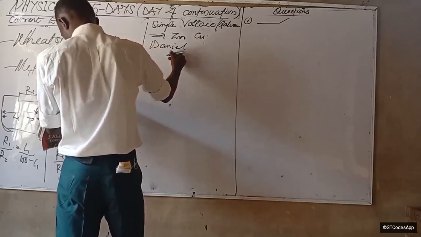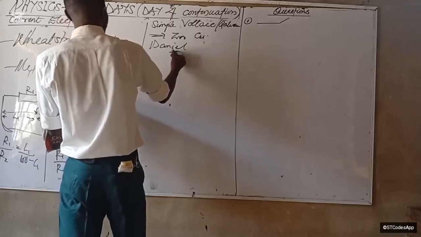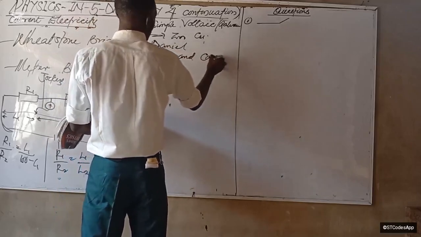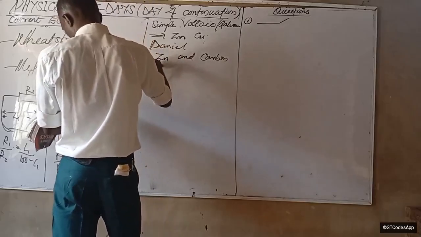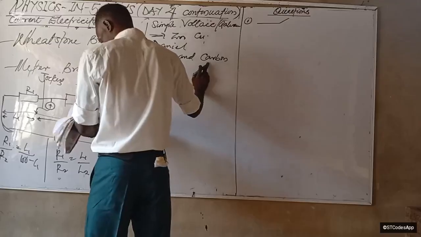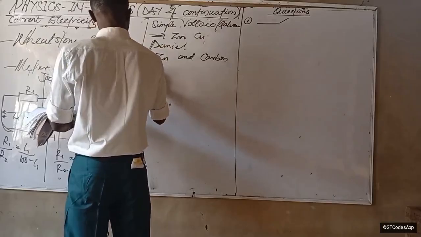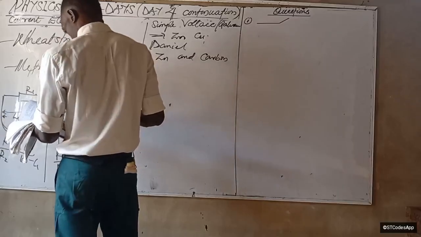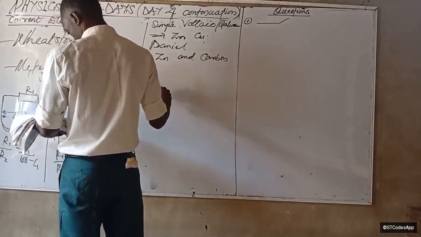A Daniel cell uses carbon electrode and zinc. Use what? Carbon and zinc. Is that okay? Okay. And the zinc is going to be the what? The negative, right? Carbon will be the what? The positive. Yes. Carbon is positive, zinc is negative, because the negative is the one that delivers current to the other. Do you understand? Okay. We also have the Leclanche.